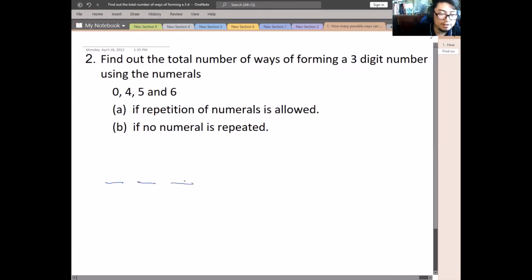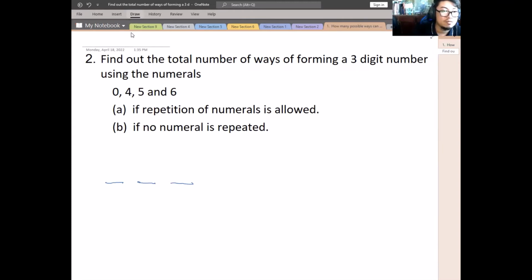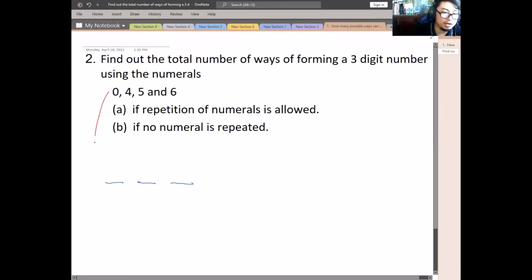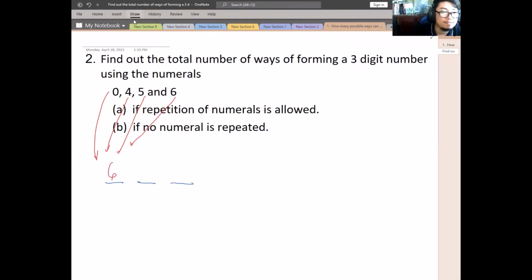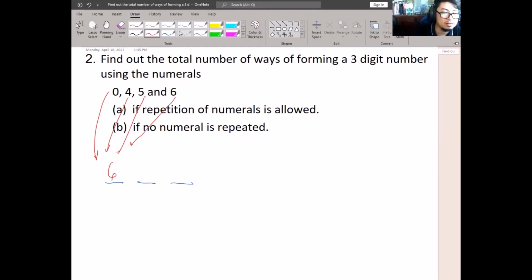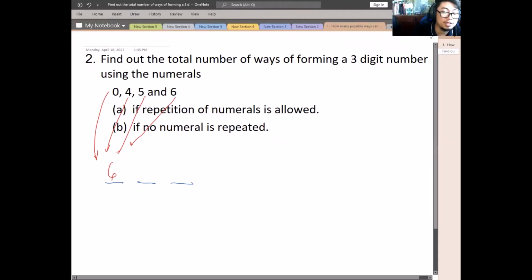First is to identify the first digit. For the first digit, you can choose whichever numeral it is. You can choose 0, you can choose 4, you can choose 5, and you can choose 6. So there are 4 ways to choose the first digit. Next, for the second digit, since the problem has stated that the repetition is allowed. Sorry, it is not 6, typo. It is 4 ways to choose from these numerals.